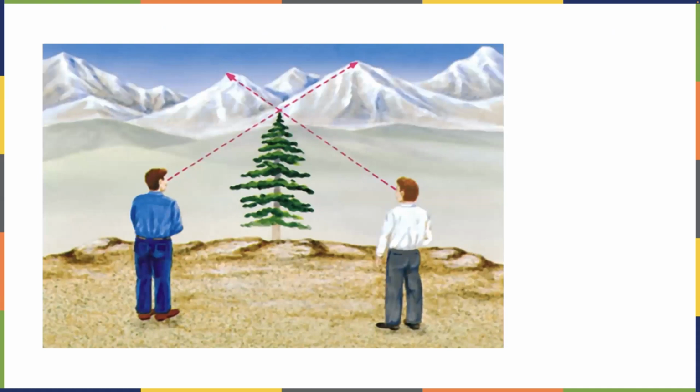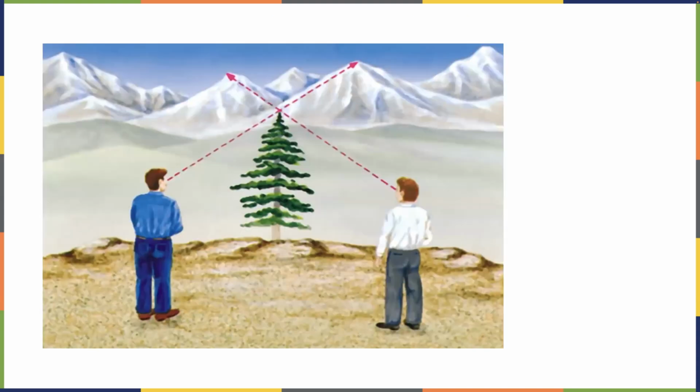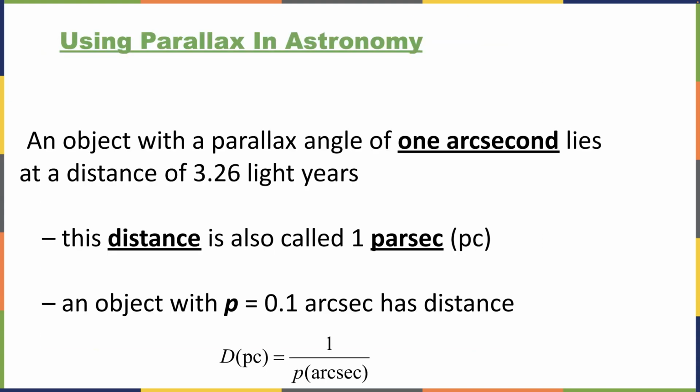What this means, you should understand from this picture: when you are looking at a particular object from two different locations, then you will create an angle which you can use to measure the distances.